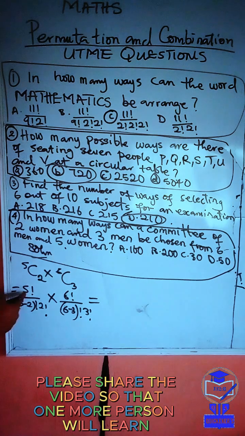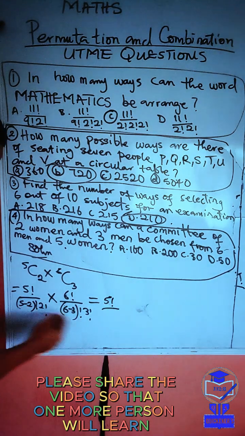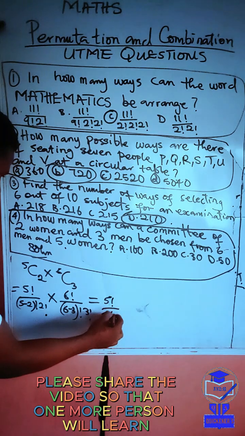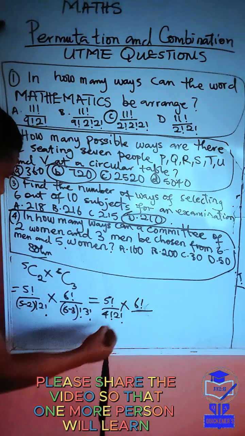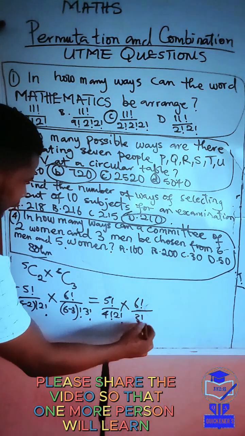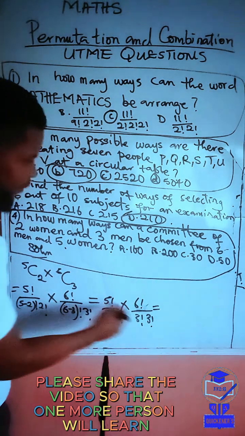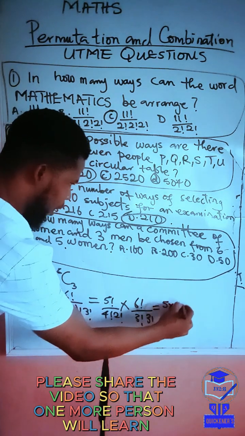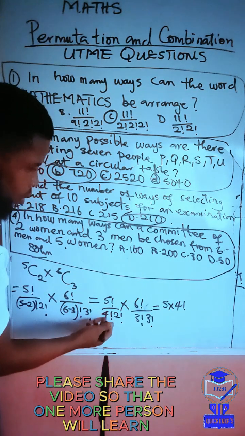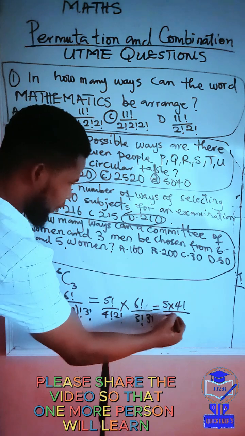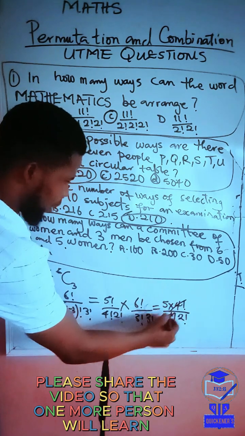So that will give us 5 factorial over 4 factorial times 2 factorial, then times 6 factorial over 3 factorial times 3 factorial. Alright, let's break it down now. This one is 5 times 4 factorial. Stop here, don't go further. Why? Because we already have 4 factorial here, so we need to cancel. So over 4 factorial, then 2 factorial. This one will cancel this.